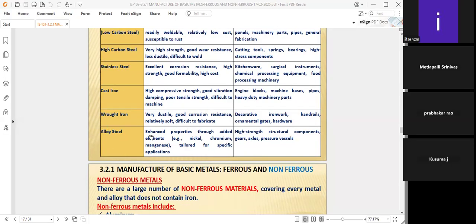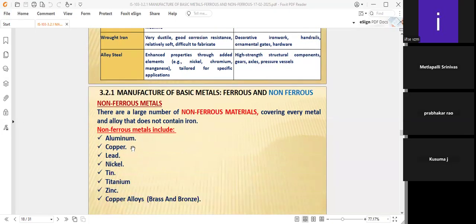Alloy steel has enhanced properties through added elements like nickel, chromium and manganese, tailored for specific applications, as we already discussed in the previous slides. High tensile strength and structural improvements make it suitable for structural components, gears, axles and pressure vessels, which will be prepared from alloy steels.